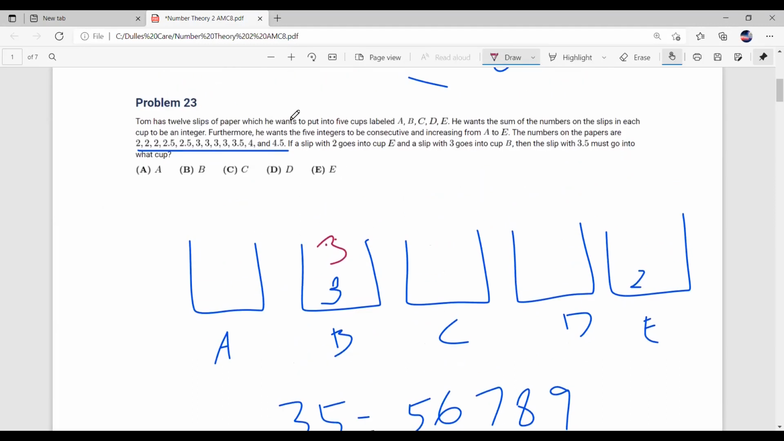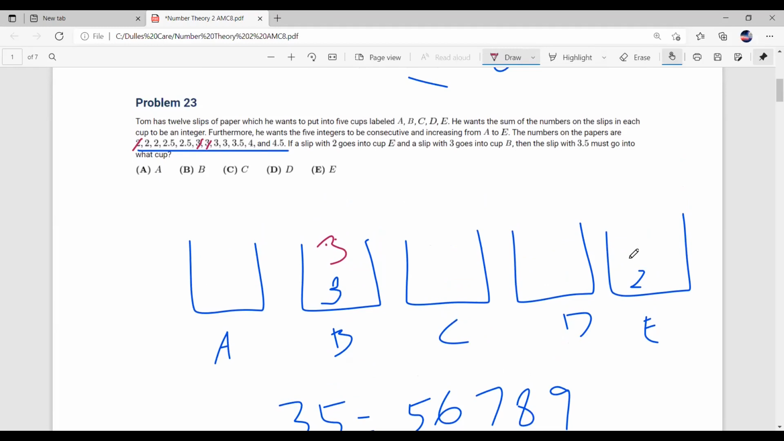So let me first cross off a couple things. So we already used one slip that's labeled 2. We used two slips that are labeled 3. All right, and now let's look at E. 2 plus 7 is equal to 9. So how do we get a number to be equal to 7 in our case?